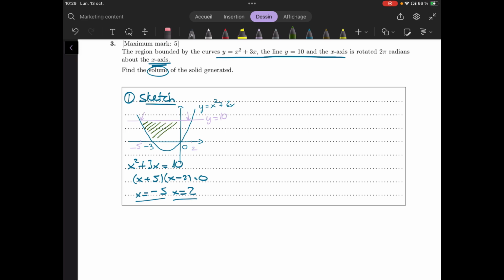We're interested in rotating this region about the x-axis. So let's set up our integrals. The first part is between -5 and -3.